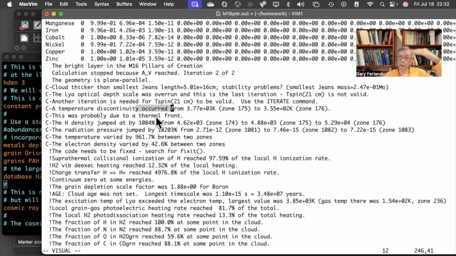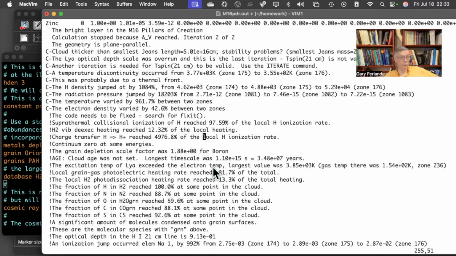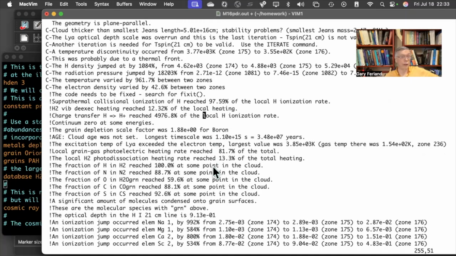It's a constant pressure model, so the density would have had to go up to compensate. You see, the density did in fact go up at this zone. Radiation pressure was part of the equation of state, and it looks like it was not quite converged. And these are not problems by themselves. It's just an interesting model.